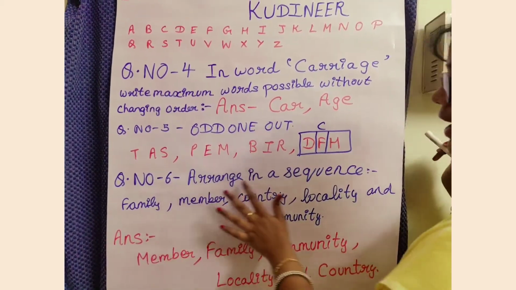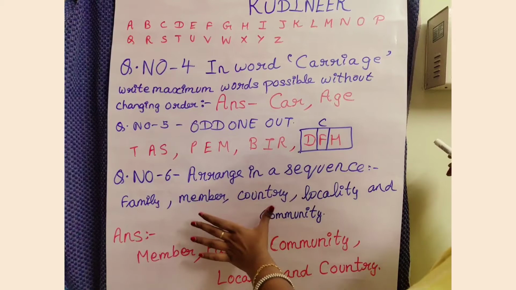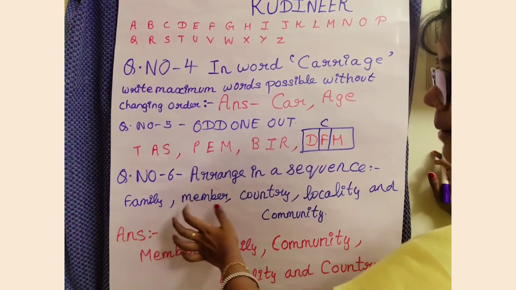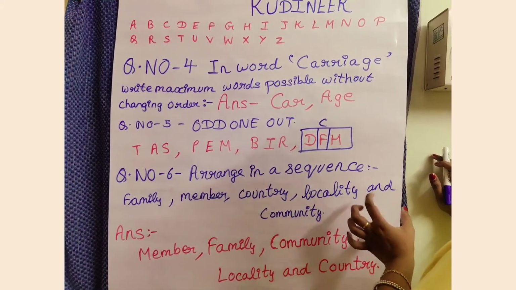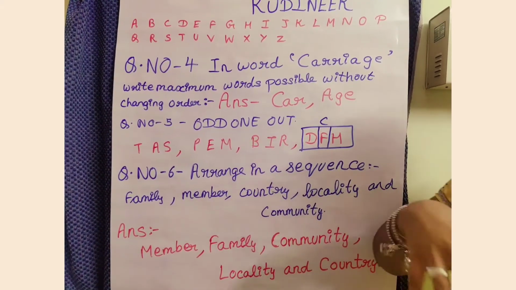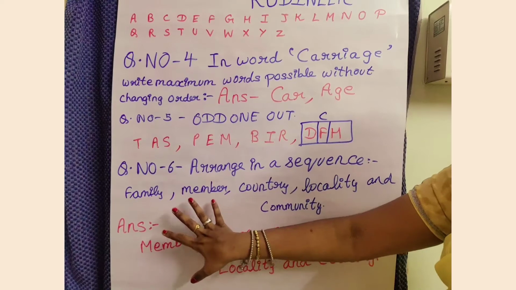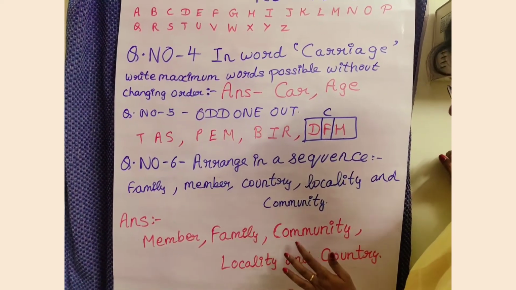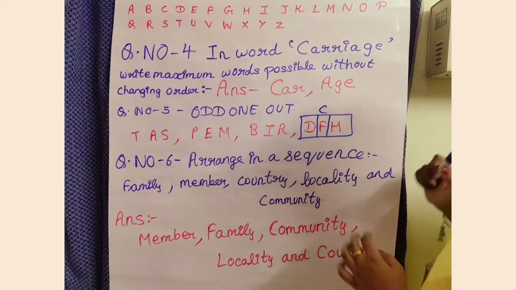Next one, arrange in a sequence. The given words you have to arrange in sequence. The words given are family, member, country, locality and community. Based on the population, you will have to arrange them. So arranging, we will get member, family, community, locality and then country.